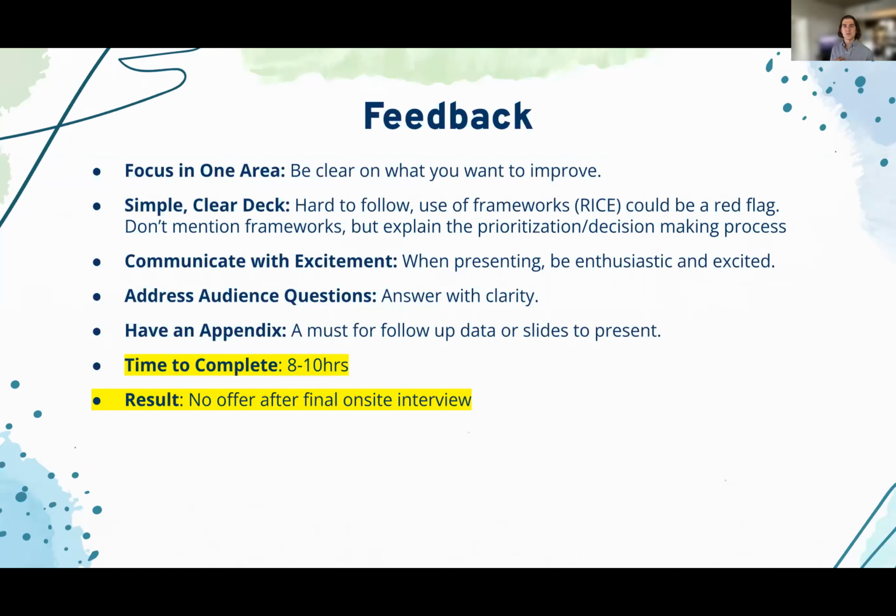Even myself, when I've been listening in on PM interviews at my current company, I could see even my manager and my director, when candidates were talking about RICE or all of these other frameworks, thinking, to me, they're still novice. They don't know how it might work launching a product end to end. So it can be bad, or it can be good if you're relatively new in the space, maybe an associate PM, for example. So just be aware of that.